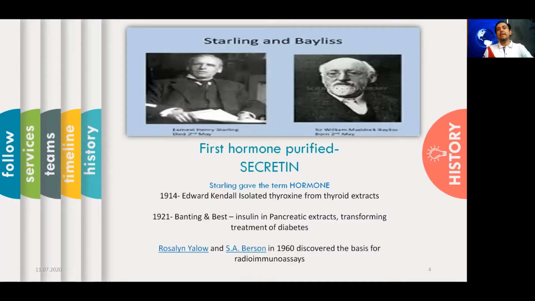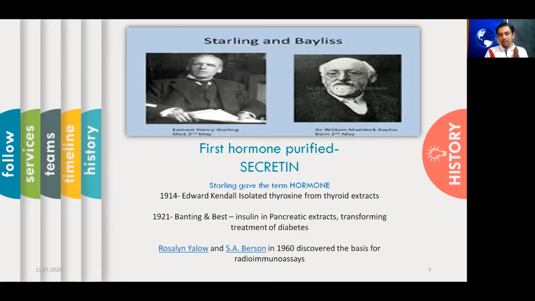See, Starling and Bayliss, they were the first to purify a hormone called secretin. Anyone of you remember from where secretin is secreted? Anyone try to put some pressure on your brain and try to remember, and you can put it up in the chat box. See, secretin is a hormone which is secreted by our alimentary canal, the intestine. So it's a gastrointestinal hormone. So this was the first hormone which was purified, and it was purified by Starling and Bayliss.